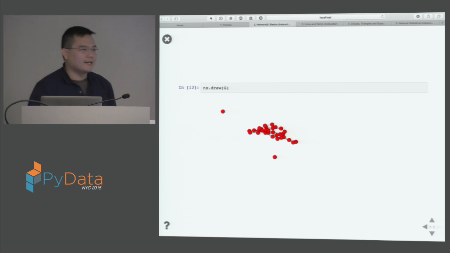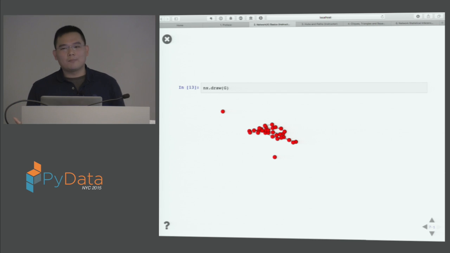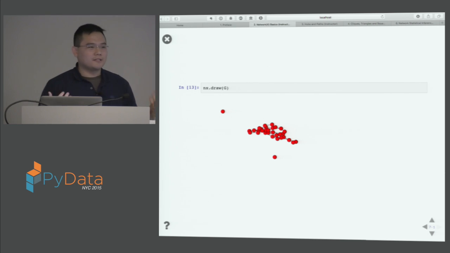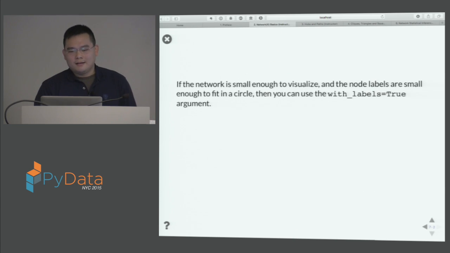This, using nx.draw(G), is the most common way that you'll see in academic papers, in online visualizations, etc. You'll see a hairball, and it's a hairball by the time you get beyond 30 to 50 nodes. If it's a small network, node link diagrams are OK. If you're going to talk about a 1,000 node network, please do not use a node link diagram. It ends up looking like a hairball.